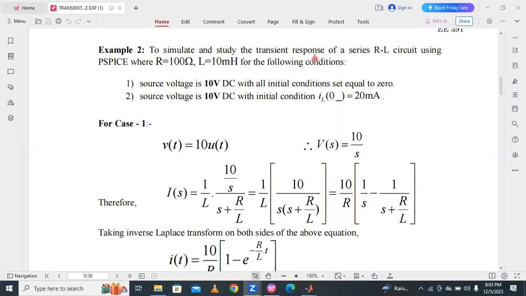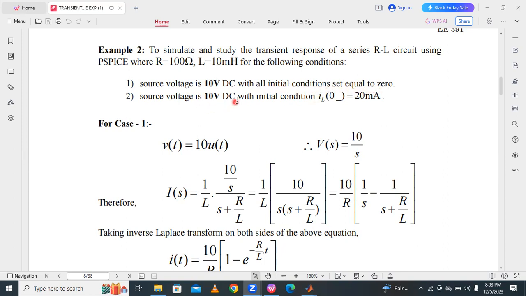Then coming to the series RL electrical network, for step input, what is the response? To simulate and study the transient response of a series RL circuit using MATLAB, not PSpice, where R is equal to 100 ohms and L is equal to 10 millihenry, we consider the following conditions. For source voltage of 10 volts DC with all initial conditions set to 0.